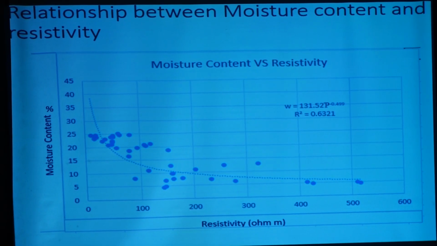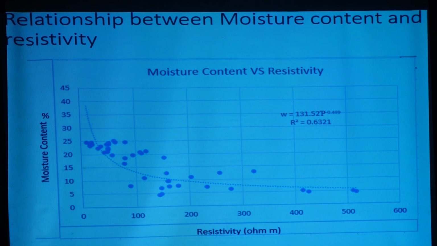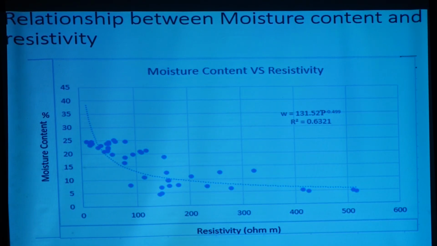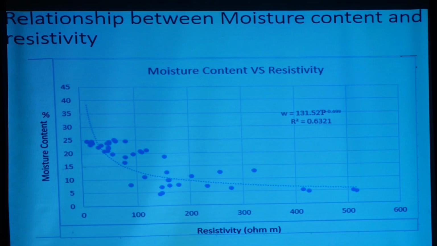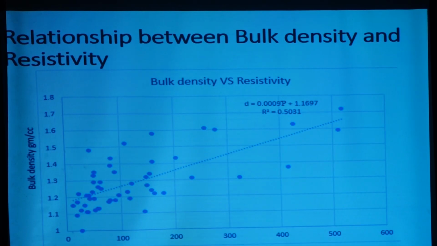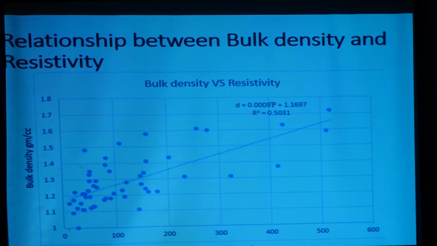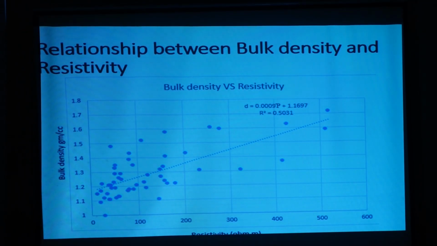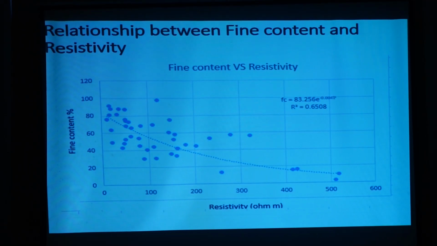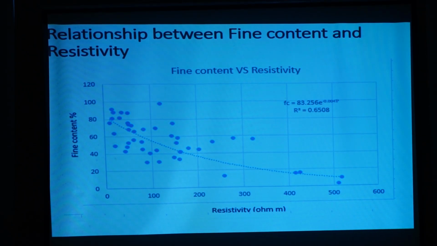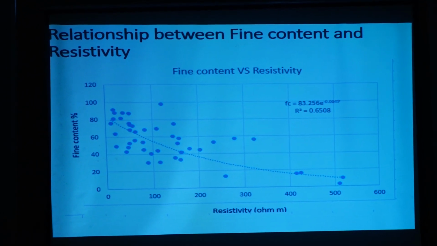Relationship between moisture content and resistivity: if the moisture content is high, the resistivity will be low. This is an inverse relationship, and it shows a power relationship between moisture content and resistivity. The R-square value is 0.6821. Next, wet density: if the density is increased, the resistivity changes accordingly, and the R-square value is 0.5031. The relationship between fine content and resistivity: if the fine content of the soil is high, the resistivity is low.